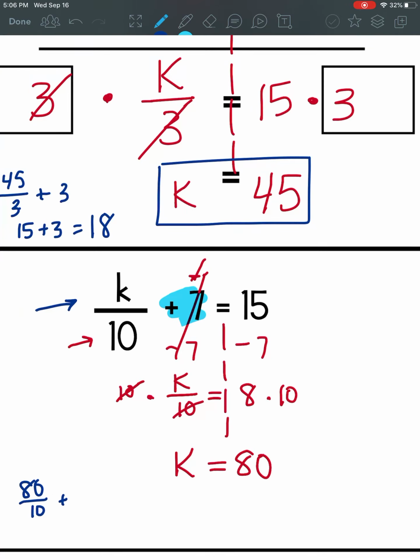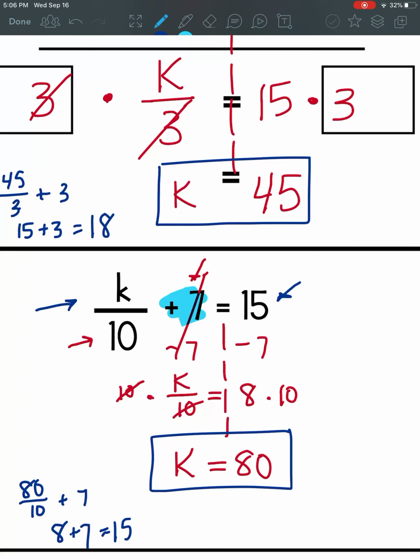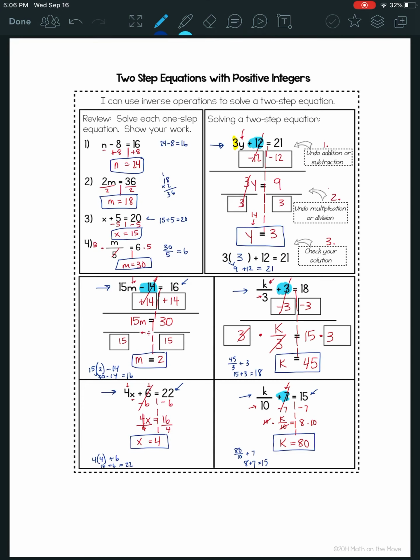So check our work back to the original equation. So 80 over 10 plus 7. So 80 divided by 10 is 8. 8 plus 7 does equal 15, what we started with. So we know we are correct. Okay? No matter whether the variable is on the left or the right side, you always want to get the variable on one side by itself. It doesn't matter which side it ends up being on.